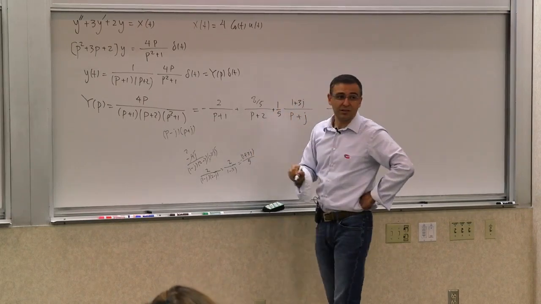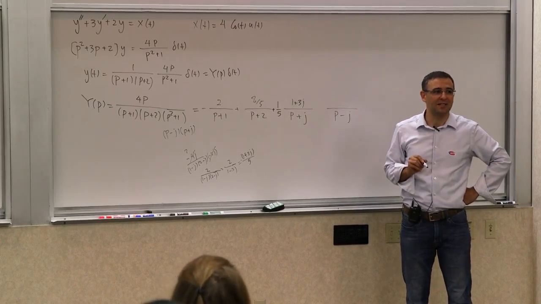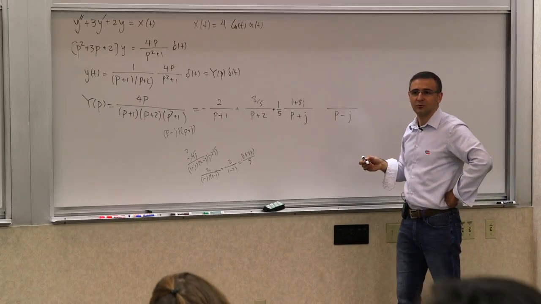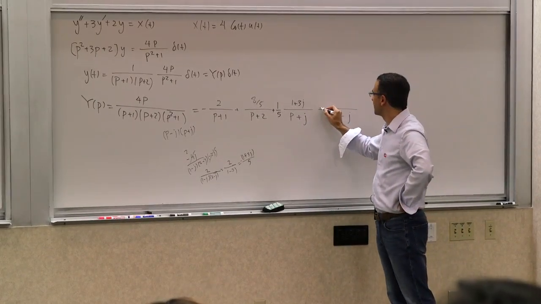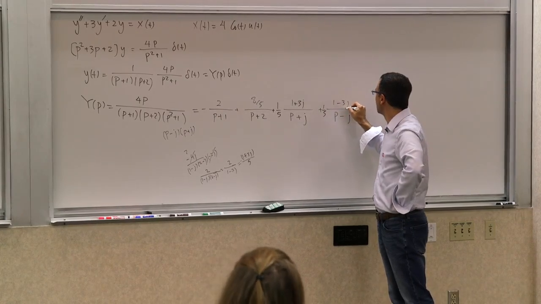And now we can do the similar thing for the other one, but I know what the answer already is. What is the answer going to be? It's going to be the complex conjugate of that. So if I do one of them, I don't need to do the other one. So it becomes 1/5 of 1 minus 3j.